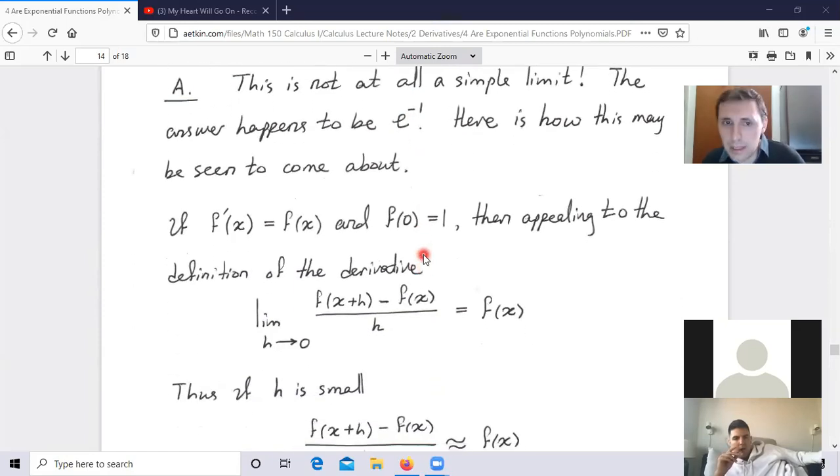So we need to play with our derivatives. First of all, e to the x satisfies this formula. The derivative of e to the x is e to the x. And if I go back to the definition, look at this, guys. If I go back to this definition, that means that the limit as h goes to 0 of f of x plus h minus f of x over h equals f of x.